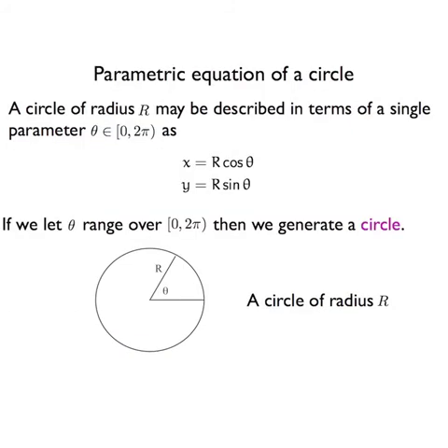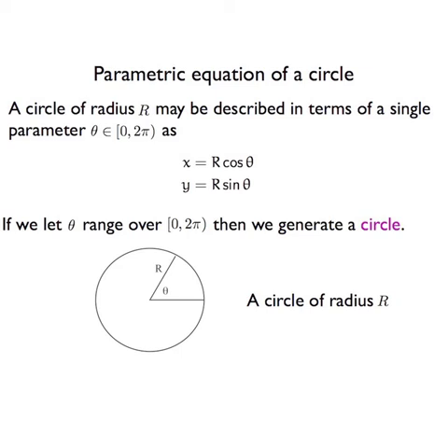So I just want to rewrite the equations for a circle back in planar polar coordinates. A circle of radius capital R, this is fixed now, may be described in terms of a single parameter theta. This is the angle around the circle, as x is R cos theta and y is R sine theta. So here's a picture of a circle. And as long as I tell you that you're on the circle, you only need to know one number to work out where you are.